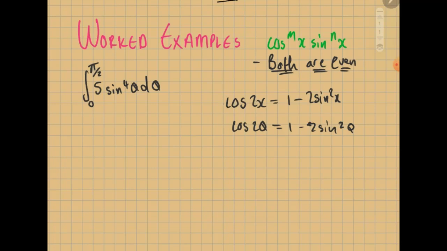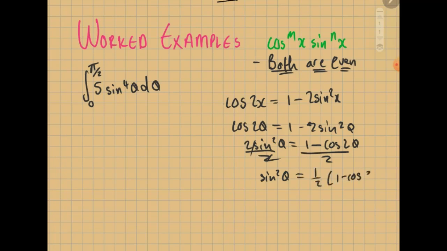Let's see what we can get. I take the 2 sine squared theta to the other side, the negative 2 sine squared theta becomes positive, so it becomes 2 sine squared theta, and it's equal to 1 minus, I take the cos 2 theta to the other side, it becomes negative. So 1 minus cos 2 theta. And I divide both sides by 2, and I find my sine squared theta is equal to a half of 1 minus cos 2 theta, because dividing by 2 is the same as multiplying by half.